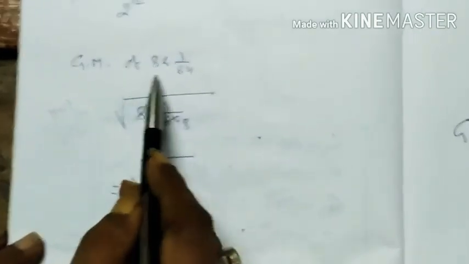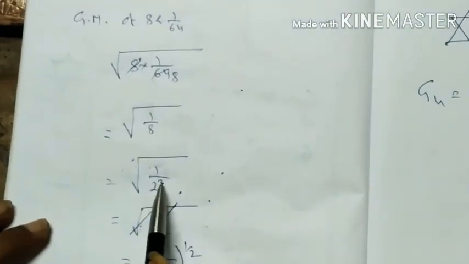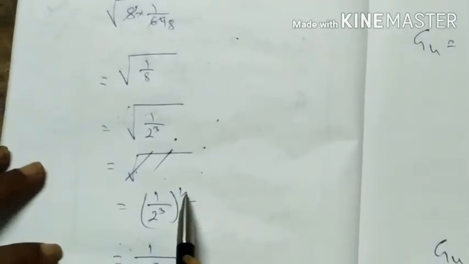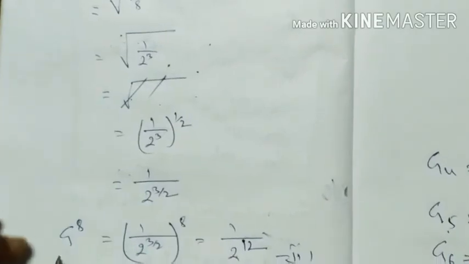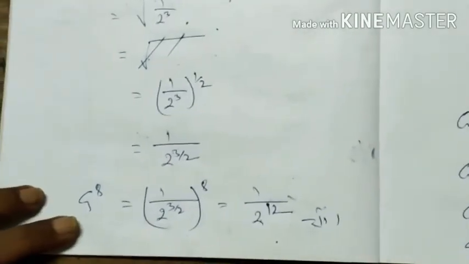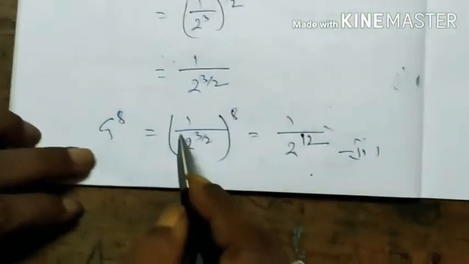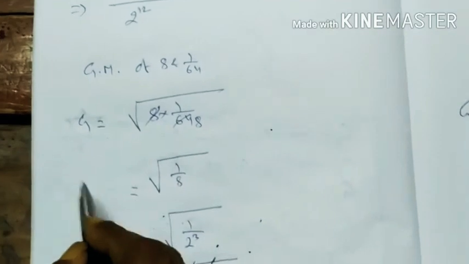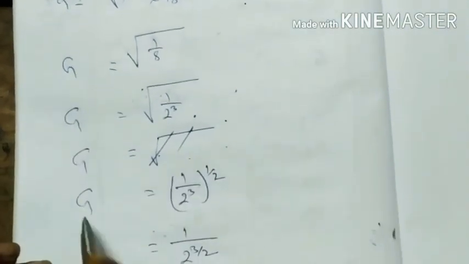And the geometric mean of this is 1 by 8. So 1 root over 1 by 2 to the power of 3. So this is root means power half. This comes to be 2 to the power of 3 by 2. Now in the question it is given G to the power of 8. This is your G, this is your G, this is your G.